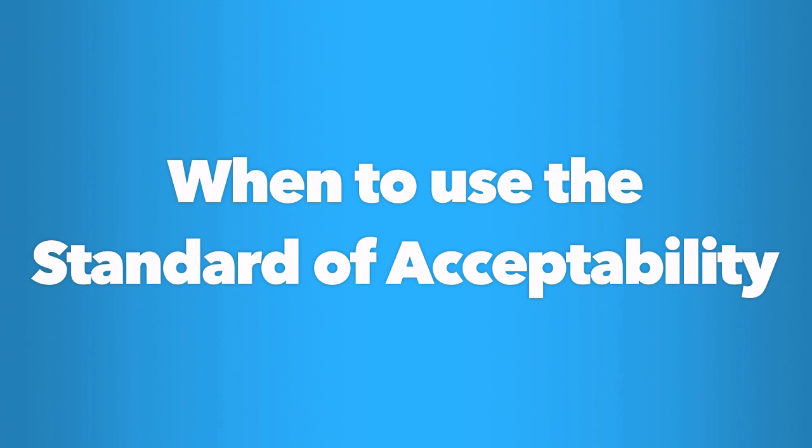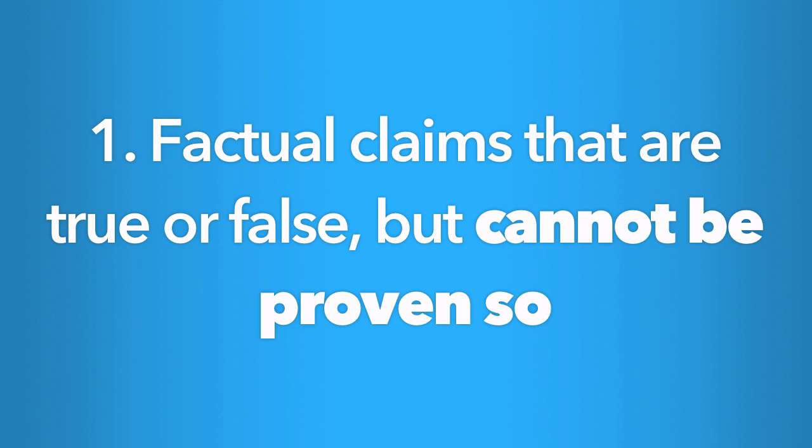When to use the acceptability standard. Three categories of claims. There are three categories of claims for which you should use the standard of acceptability when evaluating their standing in an argument. The first category includes factual claims that are actually true or false, but their truth cannot be determined with certainty for practical reasons. It includes claims that are universal generalizations that describe large populations.